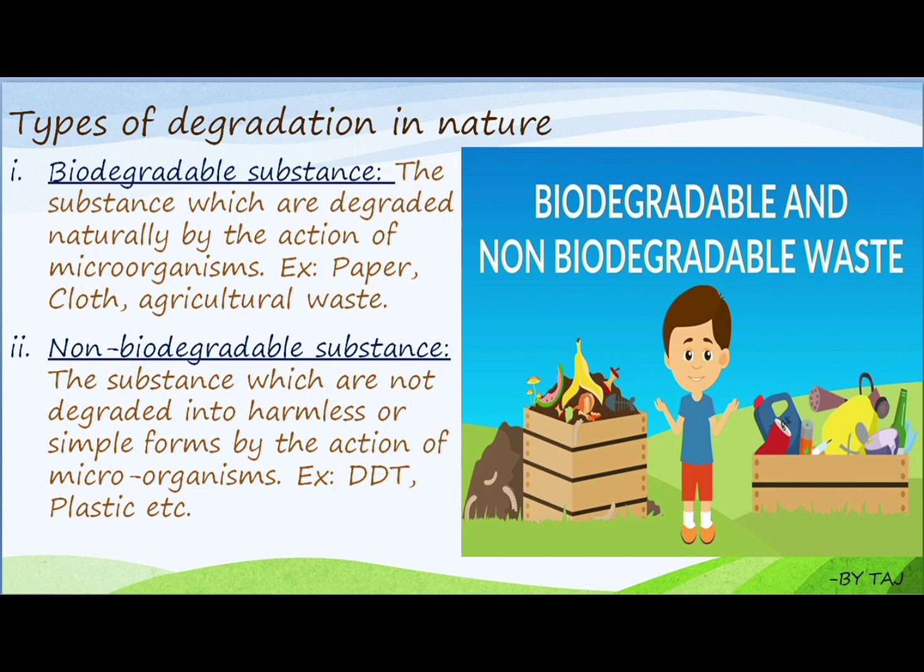Examples: paper, cloth, agricultural waste, home waste. Those are the substances which can be degraded by microorganisms, we call them biodegradable substances. Non-biodegradable substances means the substances which are not degraded into harmless or simple forms by the action of microorganisms. Examples of non-biodegradable substances are DDT and plastic. DDT full form is dichloro-diphenyl trichloroethane.